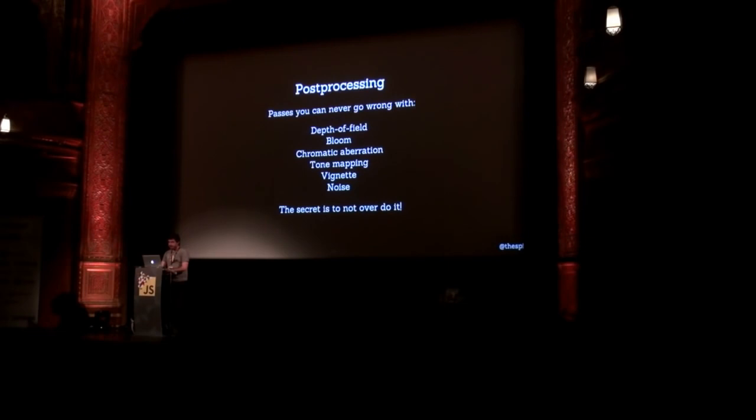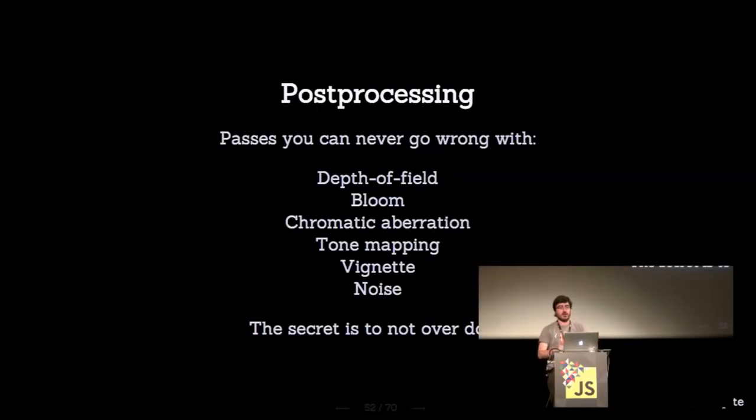So the passes you can never go wrong with is depth of field. That looks really nice. Don't overdo it. That's the secret for everything. A bloom, which makes things kind of glare, like things that look very bright. Chromatic aberration is something that photographers or cinematographers try to get away from, but in CGI, we just do flares and chromatic aberration, all things that shouldn't be done. Tone mapping is super nice, so you get the exact tone that you want. Everyone is doing it on movies, on TV shows. A vignette, which makes the borders darker.